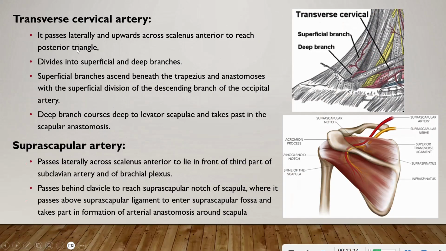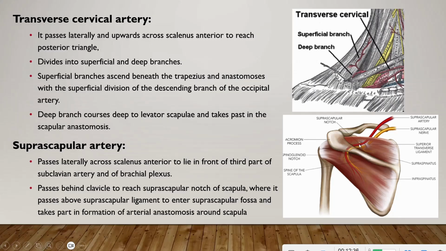Okay. There is transverse cervical artery. Here there can be superficial branches and deep branches. There is a deep branch which passes deep to the levator scapulae and takes part in the scapular anastomosis. Then there is suprascapular artery.